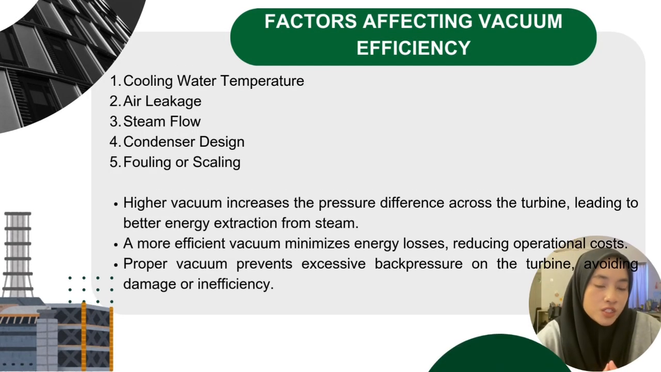Okay, next I will share some information about the factors affecting the vacuum efficiency, which are cooling water temperature, air leakage, steam flow, condenser design, and fouling or scaling. Higher vacuum increases the pressure difference across the turbine, leading to better energy extraction from steam and a more efficient cycle, reducing energy loss and operational costs. Proper vacuum prevents excessive back pressure on the turbine, avoiding damage or inefficiency.